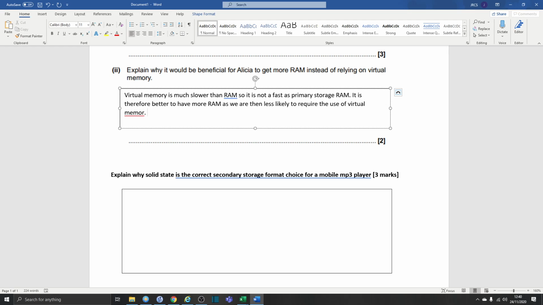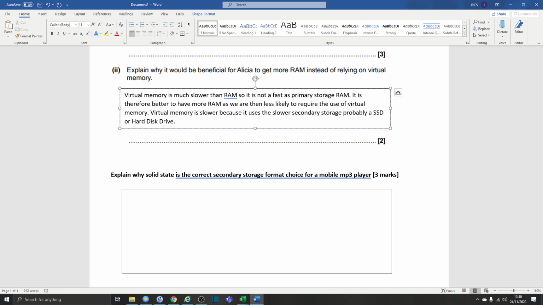I'll probably then add a little bit just to make sure I get the marks. Virtual memory is slower because it uses the slower secondary storage, probably SSD or hard disk drive.